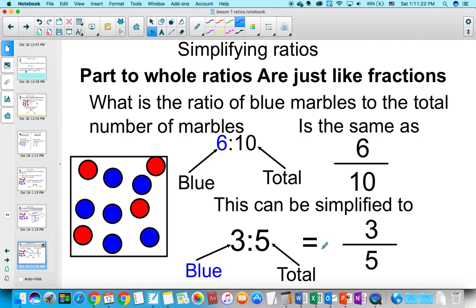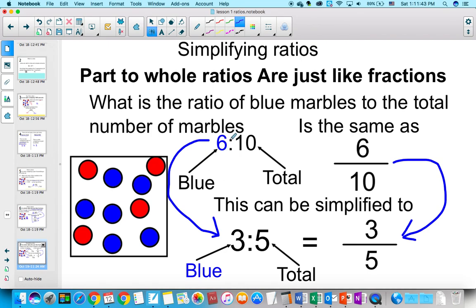And if they're the same as fractions, you can simplify. You can simplify part to whole ratios. 6 to 10 is the same as 6 over 10, and you can simplify 6 over 10 to 3 over 5. So that means you can do the exact same thing here.